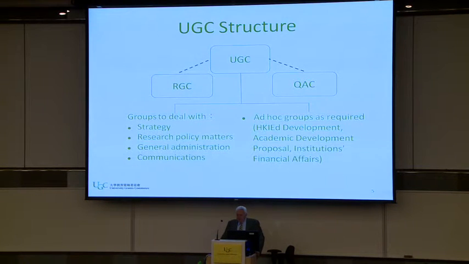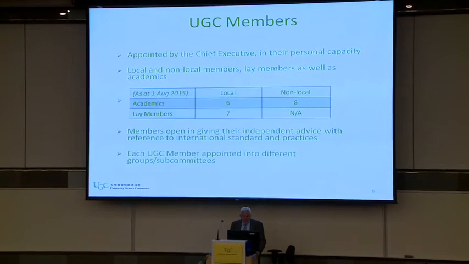The structure is fairly simple. The original committee at the apex of the triangle, the University Grants Committee, the sister bodies, the Research Grants Council, which is semi-autonomous, and latterly the Quality Assurance Council. But under the UGC, there are standing subcommittees to deal with issues such as strategy, research policy matters, various other things, and then ad hoc groups on the right-hand side, like academic development proposals, institutions, financial affairs, and the like. And I'll talk to you in a little more detail about the research policy matters next.